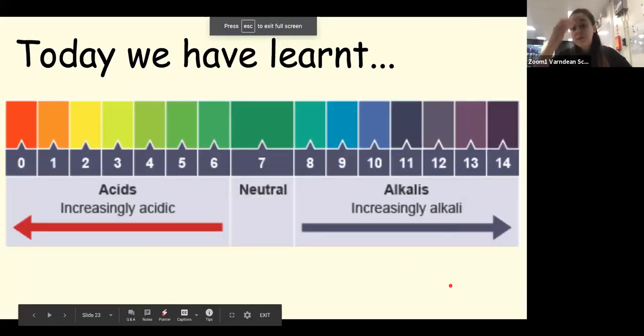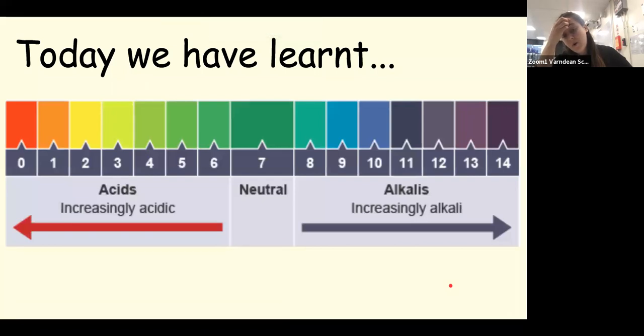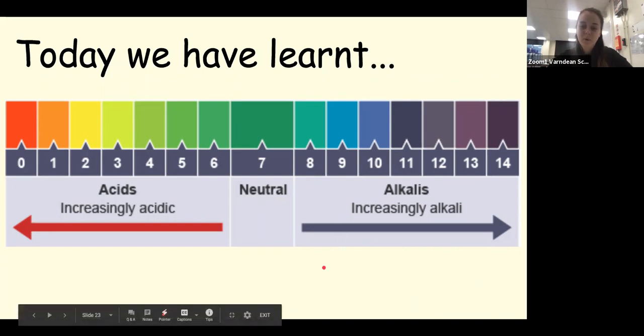Okay, so to summarize, today we have learned that acids are anything with a pH of less than 7, and an alkali has a pH higher than 7. A pH of 7 is something that is neutral, so it's neither acidic nor alkali. In the middle, we would find our water. So the colour scale here, we would get using something called universal indicator, and our indicators change colour based on whether something is acidic or alkali, and it will tell us where on that scale it will land.